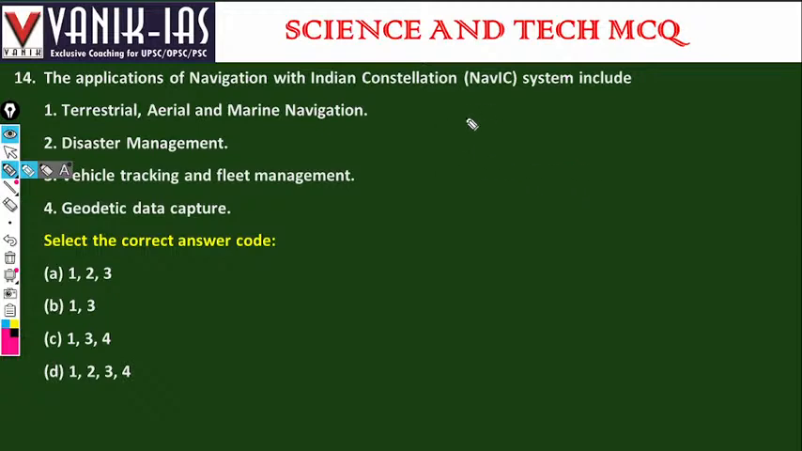So what can it be used for? Navigation, yes. Terrestrial, aerial and marine navigation, yes. Marine navigation can be used by sea trawlers. Then disaster management, vehicle tracking and fleet management, geodetic data capture. So what are all the statements? All the applications are applicable. So D is the answer.